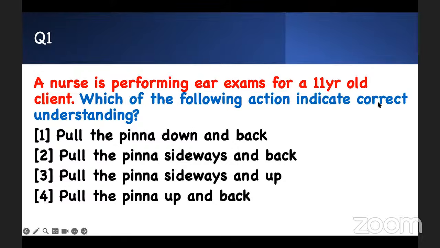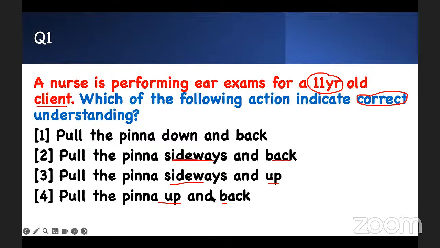Which of the following actions indicates correct understanding? A nurse is performing an ear exam for an 11-year-old client. Which action is correct? You pull the pinna down and back, or sideways and back, or sideways and up, or up and back. Like I said, concept. Do you know the concept to answer this question? Try it. What do you think the answer is?